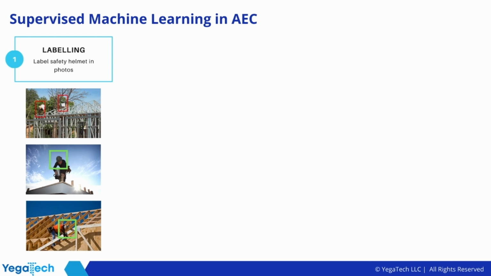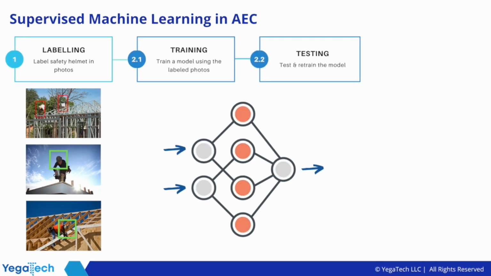Create a labeled dataset. You need to label thousands of photos captured from construction sites. In these photos, label by drawing a rectangle around workers and safety helmets. In the next step, you need to train and test the machine learning model that you're going to create.